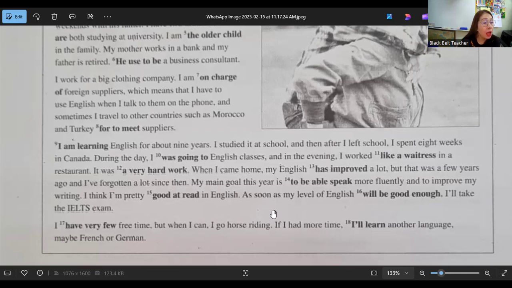lot since then. My main goal this year is to be able to speak more fluently and to improve my writing. I think I'm pretty good at reading in English. As soon as my level of English is good enough, I'll take the IELTS exam. Isa?